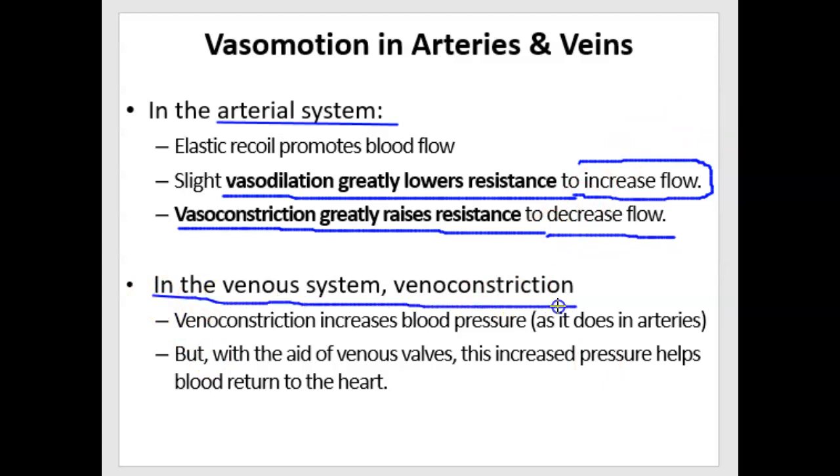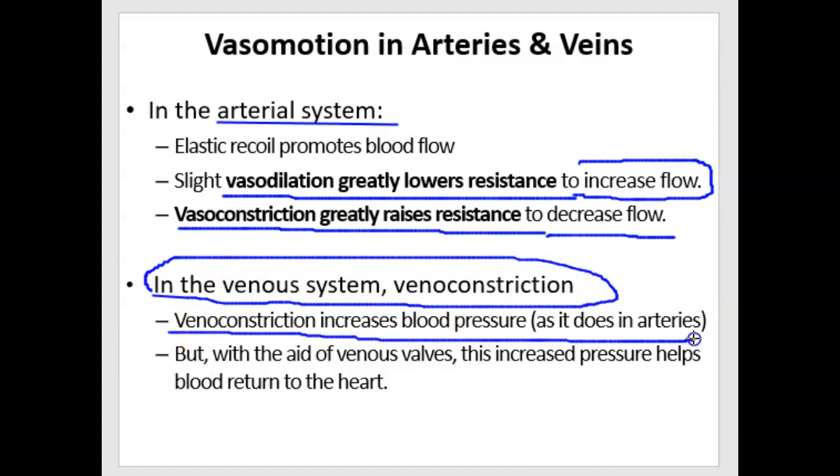In the venous system, we call it venoconstriction. Venoconstriction increases blood pressure, but because of these valves, and because we're going from high pressure to low pressure, it helps blood return to the heart. And so even though you think of constriction as increasing resistance, those vessels have so little resistance to begin with that just that little bit helps it return to the heart.